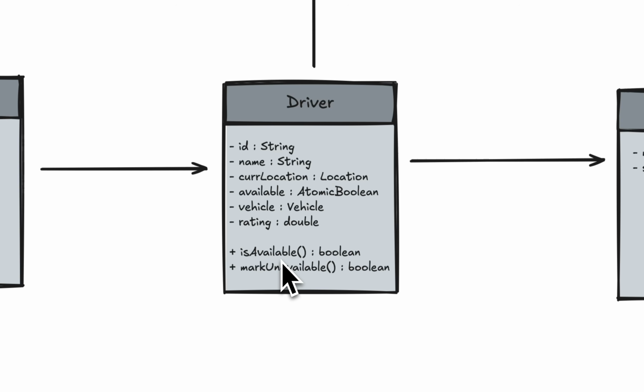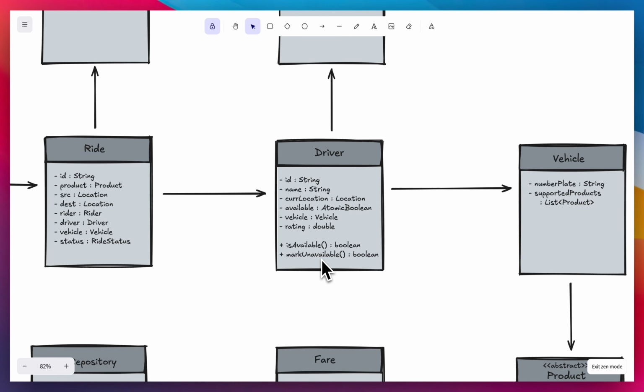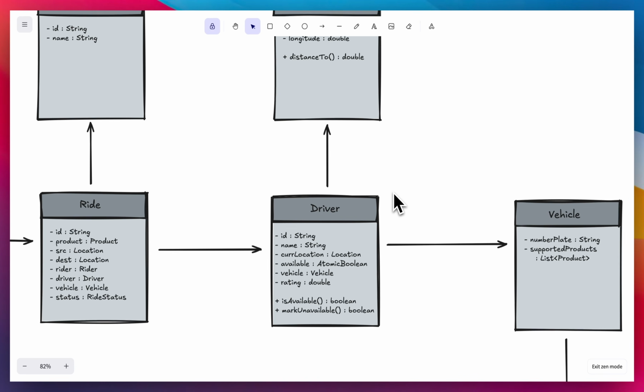The first one is available, in order to check whether the driver is available or not. The second one is to mark the driver unavailable. So this mark unavailable operation is atomic in nature. Why is it atomic? Because I will be using the compare and swap technique in order to convert it from true to false. We'll see that in code.